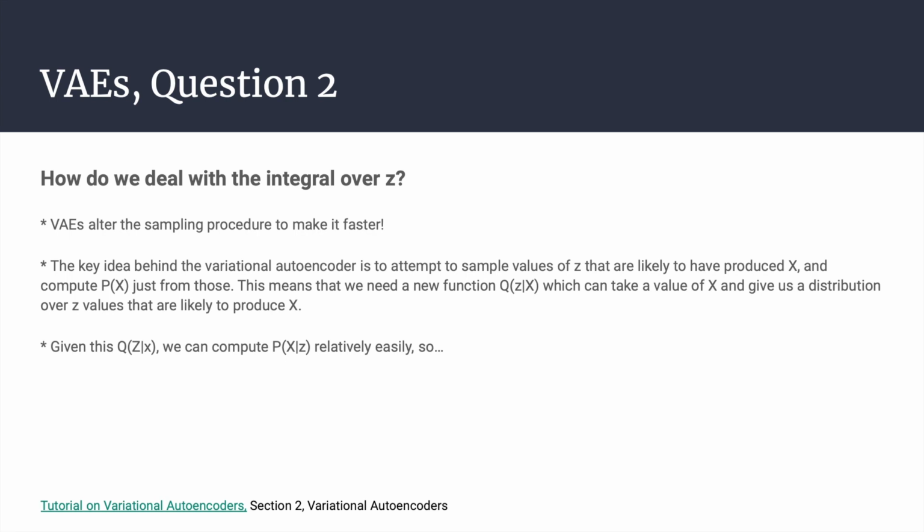So this means that we need to create a new function, Q of Z given X, which can take X and give us a distribution over Z values that are likely to have produced X. So given this Q of Z given X, this function that we just made up, which could be anything and might not even rely on X, we can now produce P of X given Z relatively easily. So we know how to define the latent space. We kind of know how to deal with this integral now over the latent space.